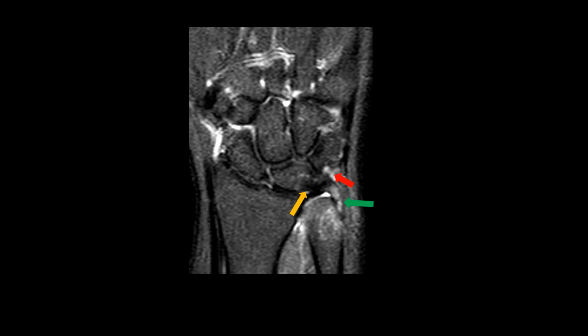Now on this image, the red arrow shows the tear of the ulno-triquetral ligament. So we can see there is a focal discontinuity of the ulno-triquetral ligament and also presence of edema, suggestive of its tear. The yellow arrow points to the intact ulno-lunate ligament, and the green arrow points to the partially injured but intact deep lamina of the TFC disc attaching to the ulnar fovea.